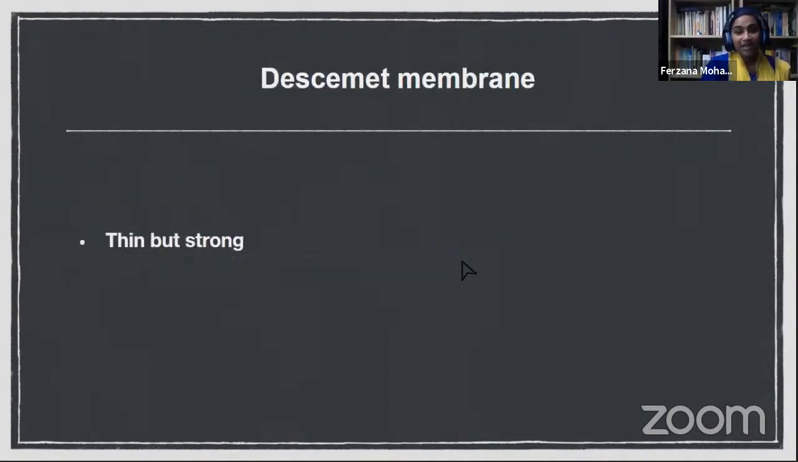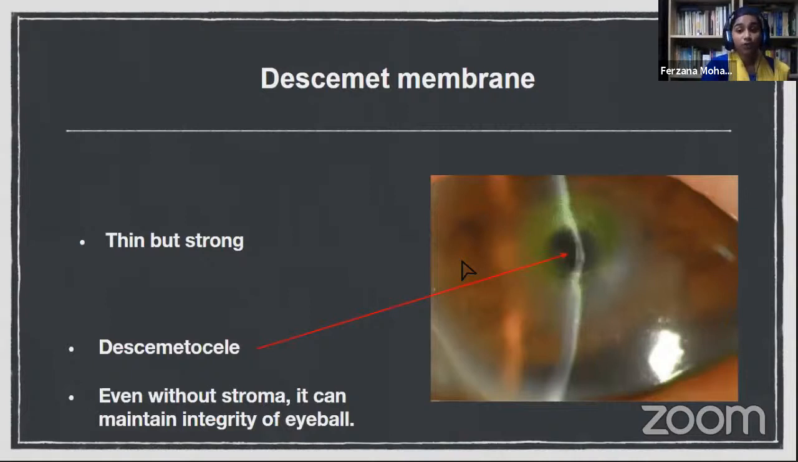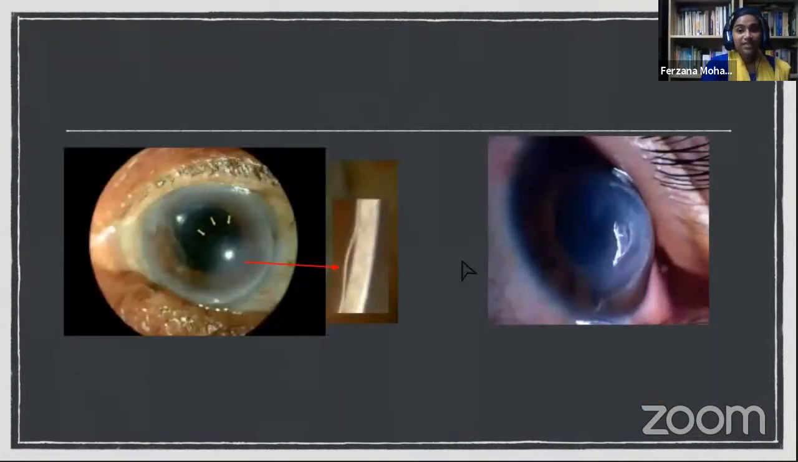The Descemet's membrane is thin but very strong, and it can maintain the integrity of the cornea even when the stroma is lost, such as in a descemetocele. Here are two conditions where the Descemet's membrane is damaged. Here, this is a complication of cataract surgery. You can see an area of focal edema, and if you zoom in, there is a Descemet's membrane detachment.